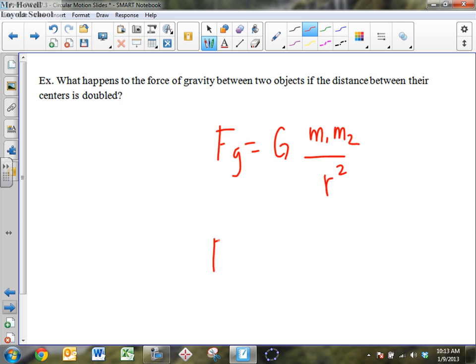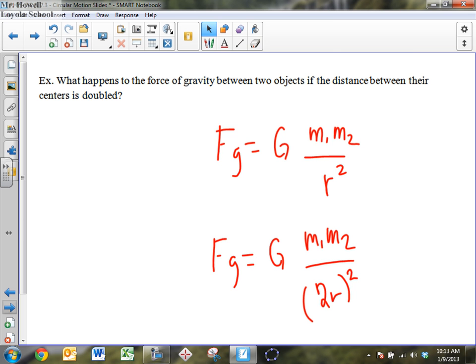So let's write this. Rewrite the formula the same way, but instead put 2R. Because now R, let's say R was 5, and you were to do 5 squared, what would the denominator become if it was 5? The denominator would be 25. Everybody agree with that? If the distance was 5. But now if the distance was double that, what's double 5, everybody? And then 10 squared is?